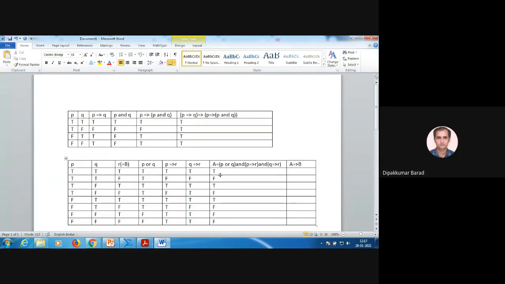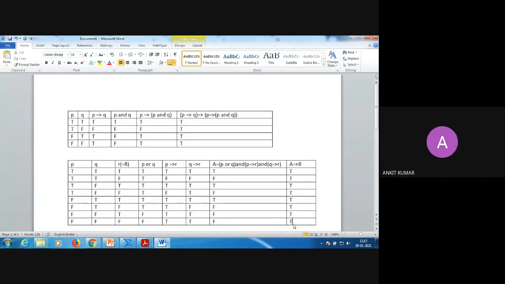Now A implies B. So A implies B. So T implies T, I get T. F implies F, I get T. T implies T, I get T. F implies F, I get T. T implies T, T. And F implies F, T. F implies T, which is also T. And F implies F, T. Okay, so I get a tautology here. Is it clear for everyone?